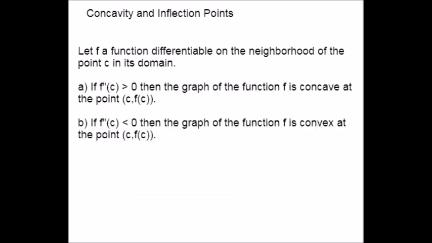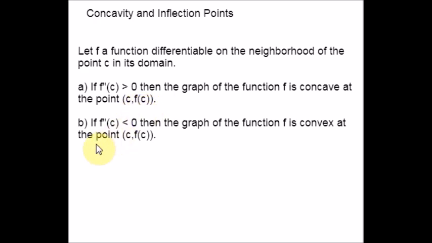Let us start with the first definition. Let f be a function. It should be differentiable on the neighborhood of the point c in its domain. If the second derivative of the function at the point c is greater than 0, then the graph of the function f is concave at that point. The x-coordinate is c and the y-coordinate is f of c.